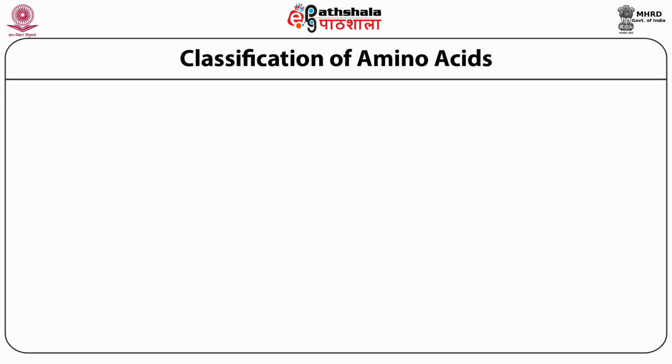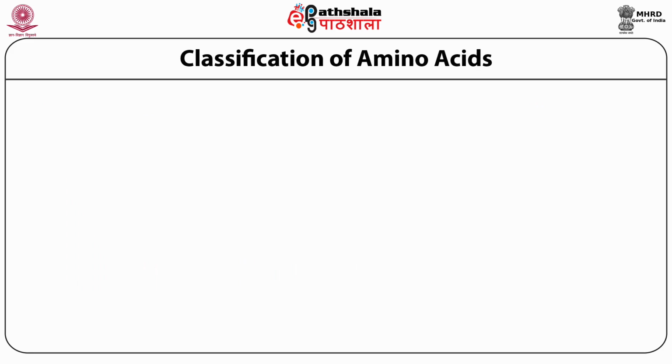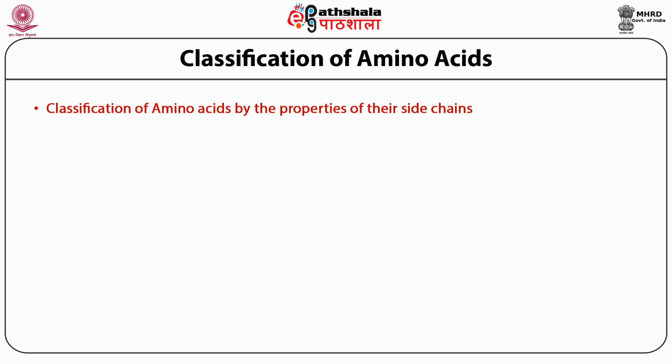Classification of the amino acids. There are several ways to classify amino acids. The first classification is based on the position of the amino group relative to the carboxylic acid group. They can be subclassified as alpha amino acids, beta amino acids and gamma amino acids. Another way of classification is based on the properties of the side chain.